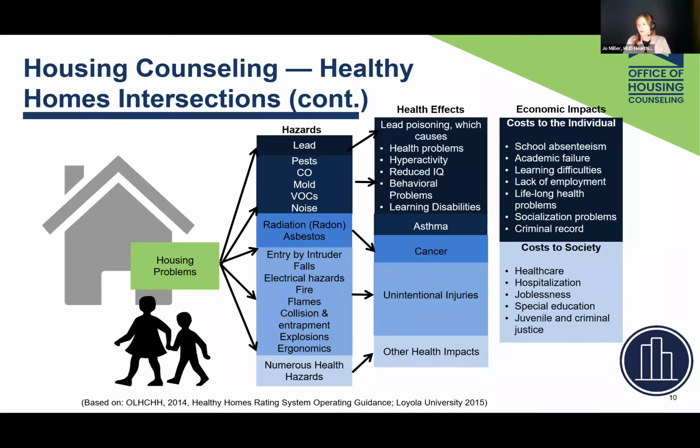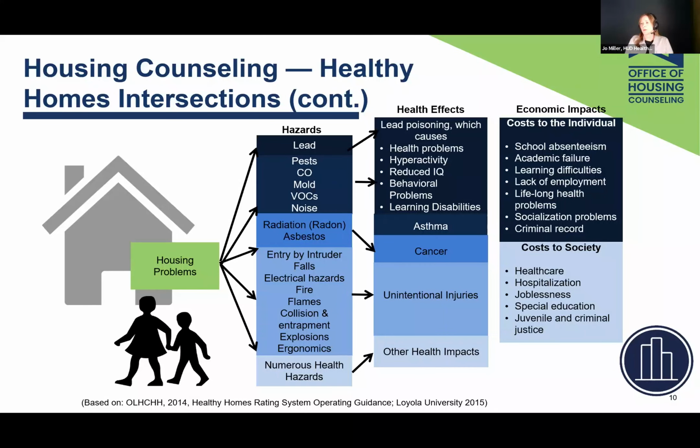The health effects of lead poisoning can be a variety of different health problems, from high blood pressure, brain damage, reduced IQ, behavior problems, disabilities. And then we move on to the economic impacts of that, which can be school absenteeism. We have academic failure, dropout. We can have lack of employment where they aren't able to keep employment, lifelong health problems. We see, again, back to high blood pressure, lead impacts every organ of the body besides the lungs. And we see lifelong health problems with lead exposure.